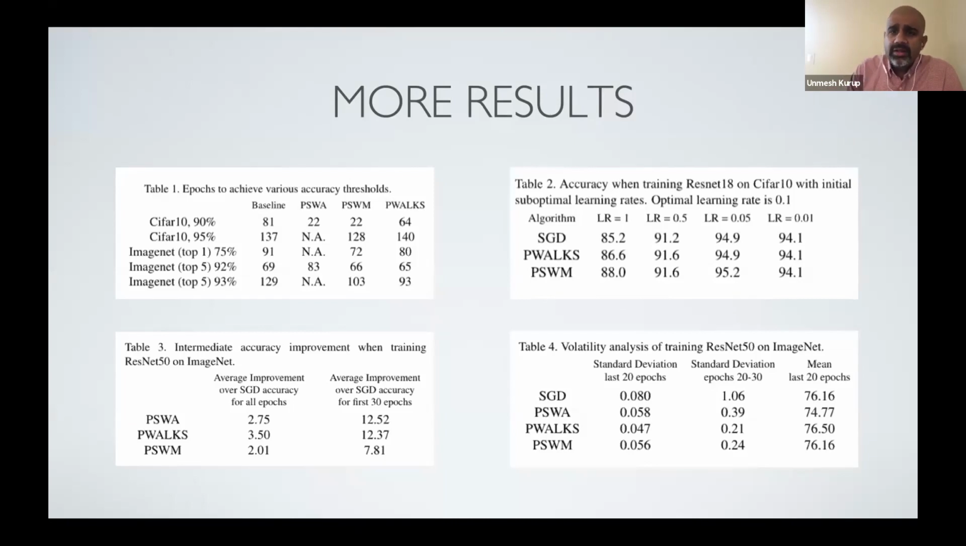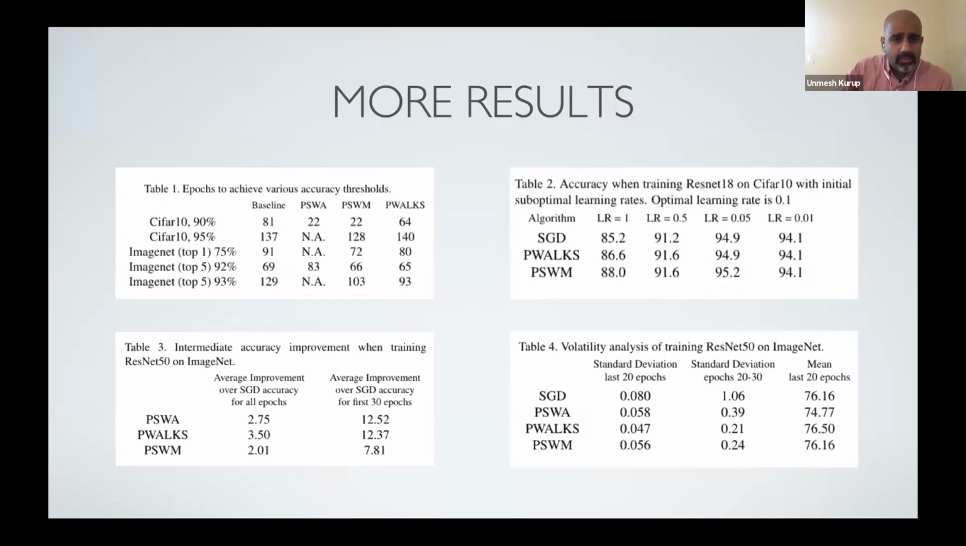We have tried to compare these techniques when you use different kinds of learning rates, right? And you can see the differences in accuracy for different learning rates in table 2. Here, with SGD, as the learning rate changes, our techniques do much better at higher learning rates than SGD. So you're getting like a 3% performance improvement.